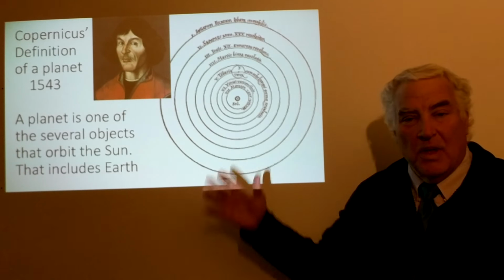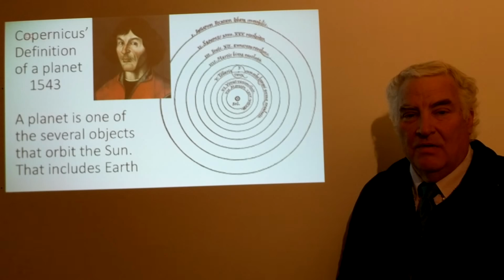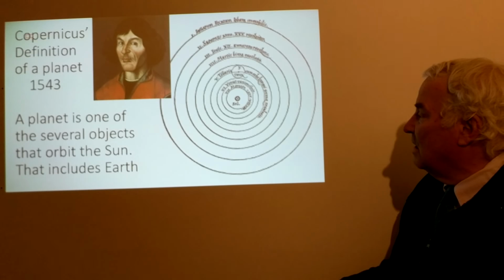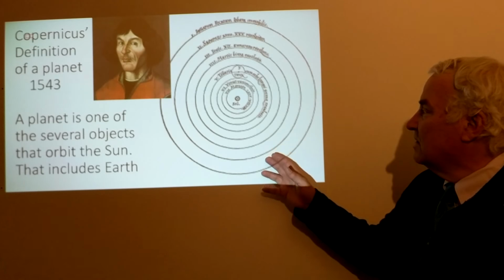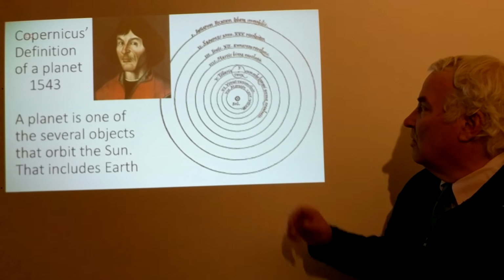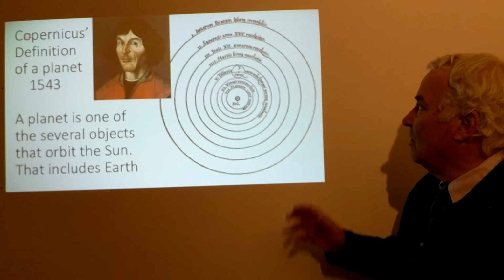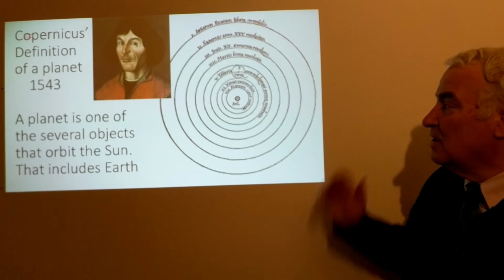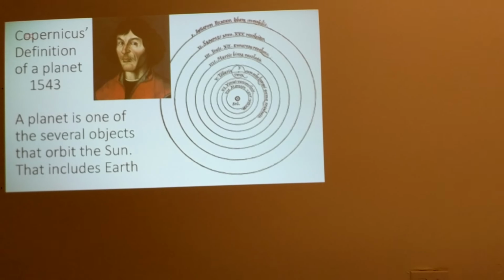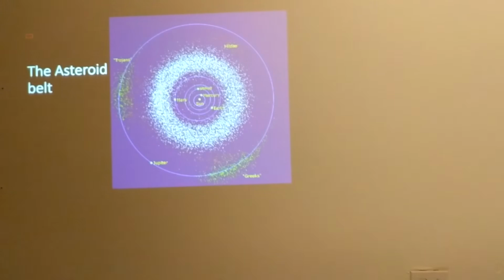And so the objects in the sky moving among the stars didn't include the Earth. Copernicus realized that the Earth must be included, and here is his diagram with the sun in the center, and Mercury, Venus, Earth, Mars, Jupiter, Saturn, and then a sphere of stars far out. And so since 1543, this has been our view of the definition of what a planet is.